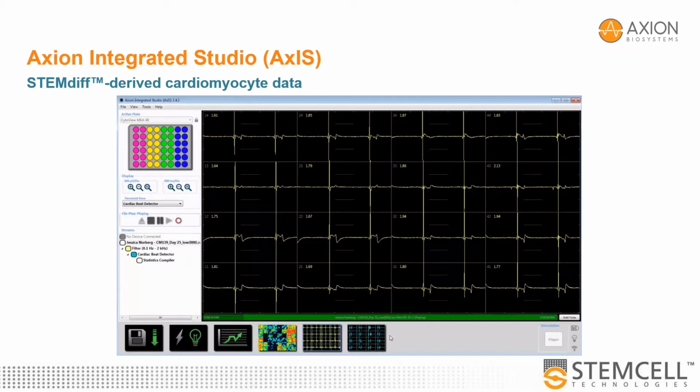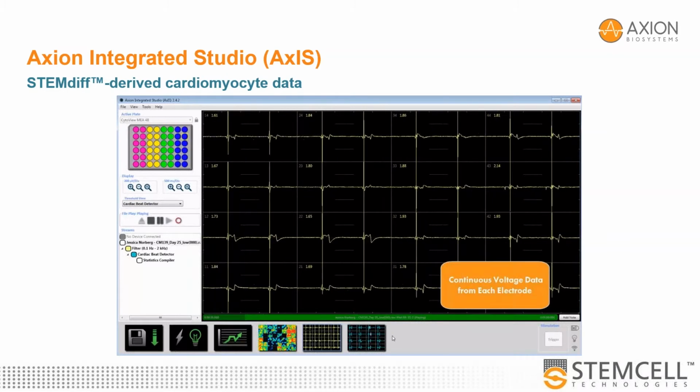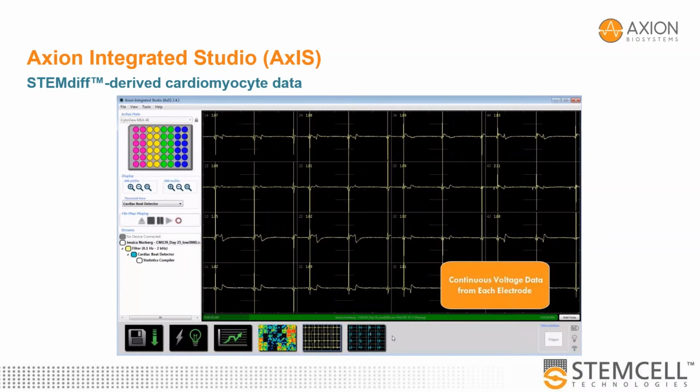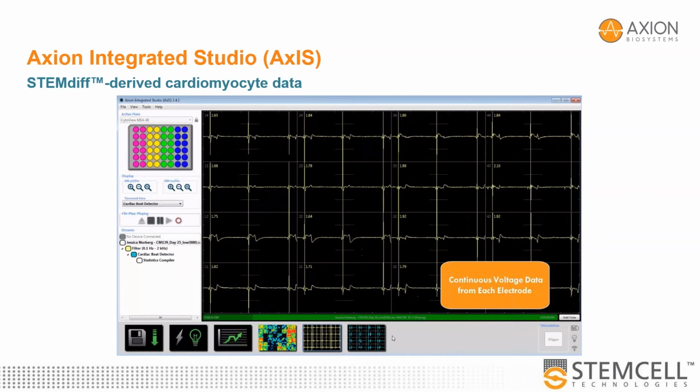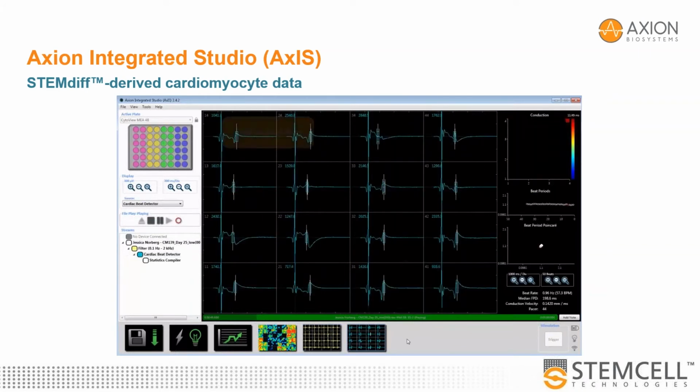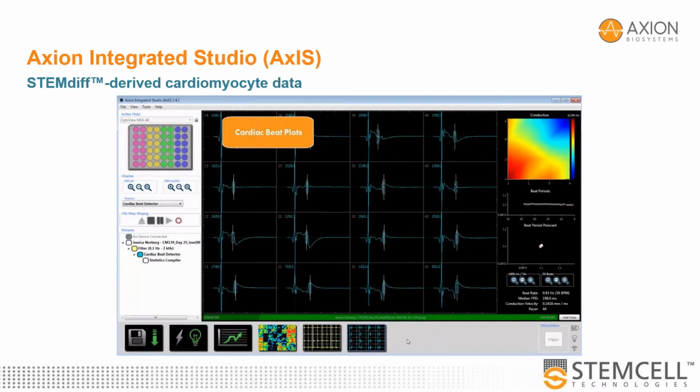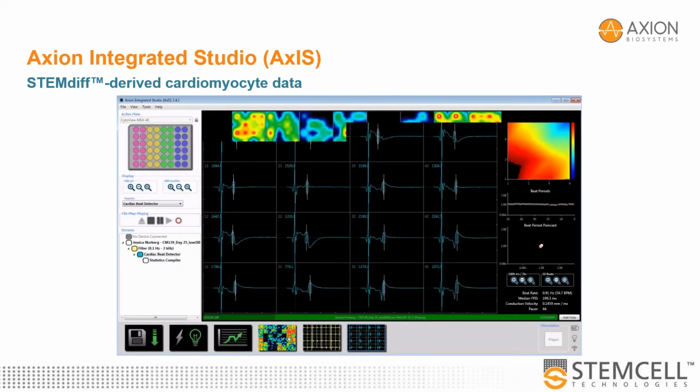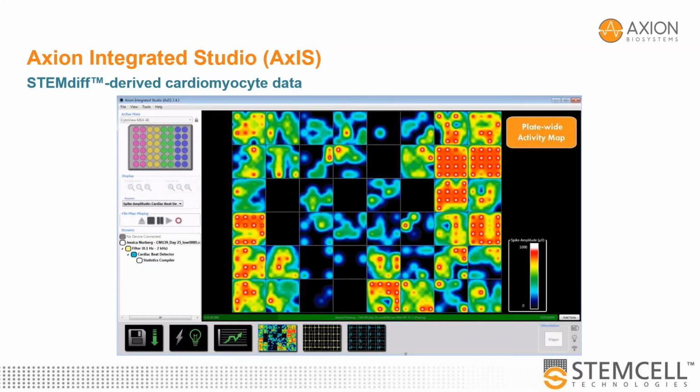The data that you'll see here is data from the study that Enzo showed, tracking the development of beating over time. In the continuous plots, you see the cardiomyocyte spontaneous beating in real time. Each rectangle shows the voltage data recorded on an electrode, and here you see all of the electrodes in one well. The Axis software automatically detects the cardiac beats and plots them in the cardiac beat plots window. You see individual beats detected on each electrode, as well as real-time beat propagation maps and plots showing beat stability, which are important for assessing arrhythmia. The plate-wide activity map in Axis shows the cardiomyocyte activity across the entire plate at the same time. This makes it easy to compare different conditions on your plate at a glance.